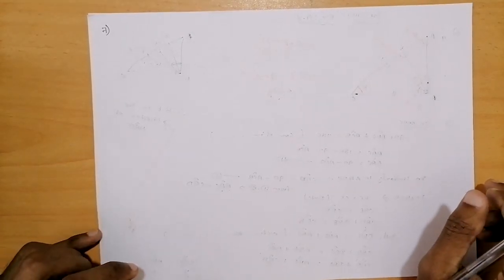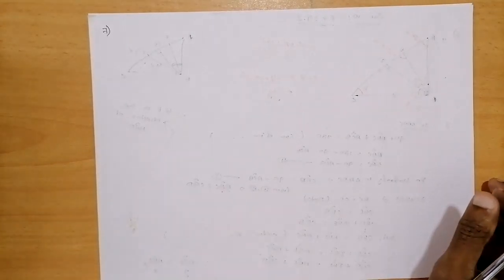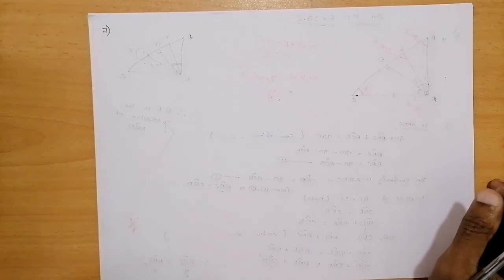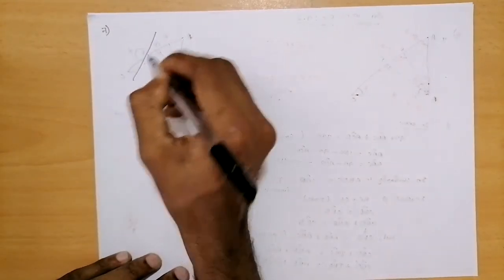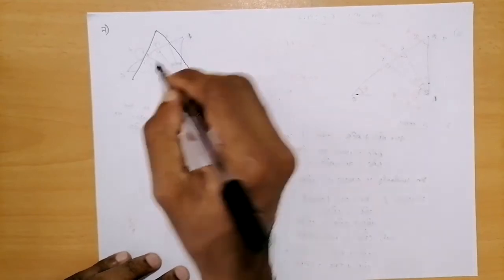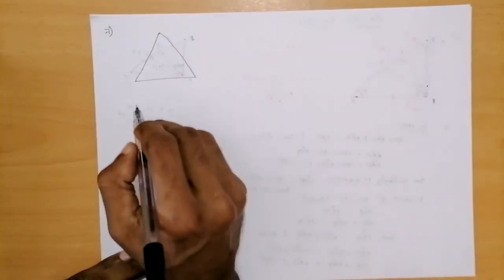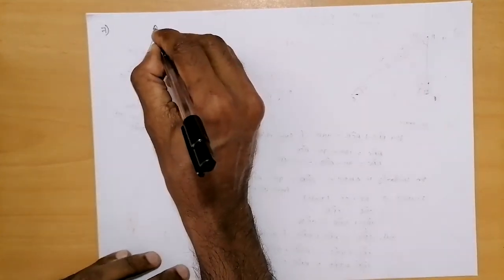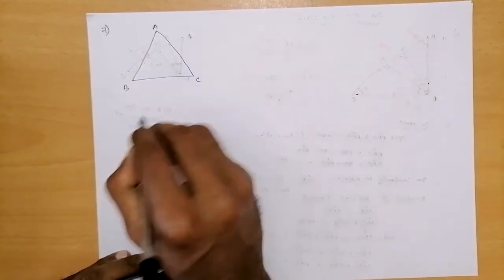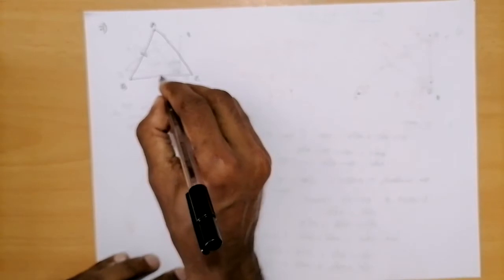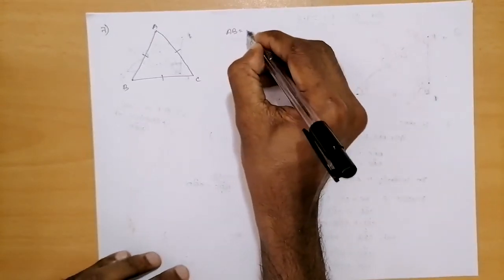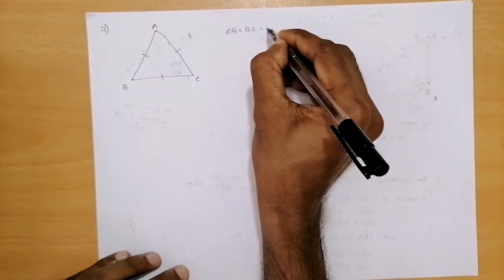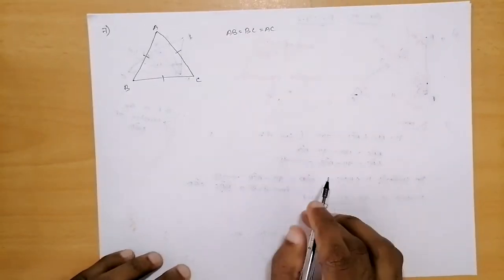Okay, the seventh question given, prove that the angles in an equilateral triangle are 60. So we know what is an equilateral triangle. Equilateral triangle means all three sides are equal to each other. So we name it a triangle ABC. AB is equal to BC is equal to AC. So all three sides are equal to each other, which means equilateral triangle.